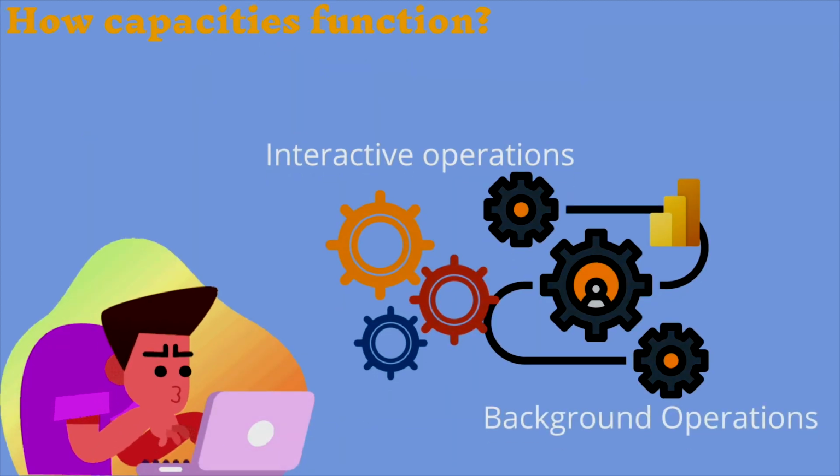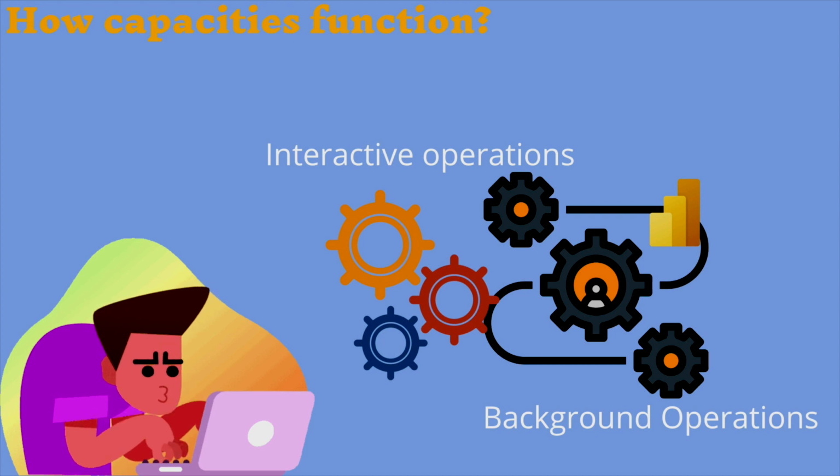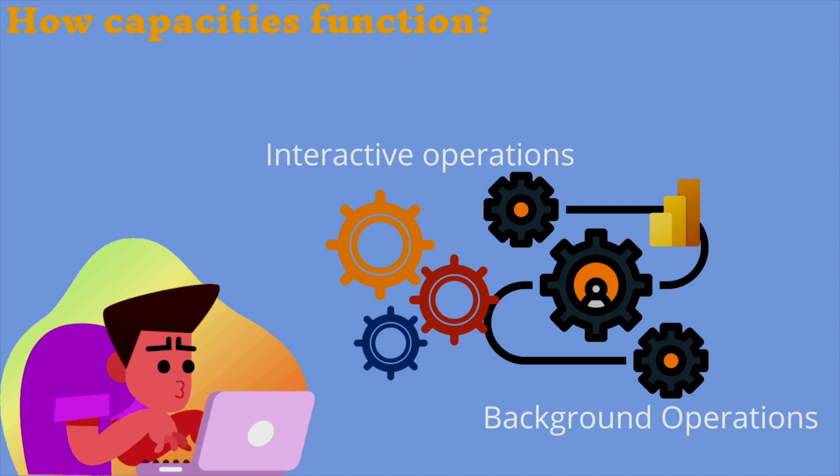Well, in this section I'm going to explain how these capacities function, and what the interactive operations and background operations are. At all times, whenever you are working using the Power BI service, the Power BI service makes the best use of capacity resources while not exceeding limits imposed on the capacity. That means Power BI automatically manages everything, how users are interacting with your reports and how the background operations are performing. Capacity operations are classified as either interactive or background.